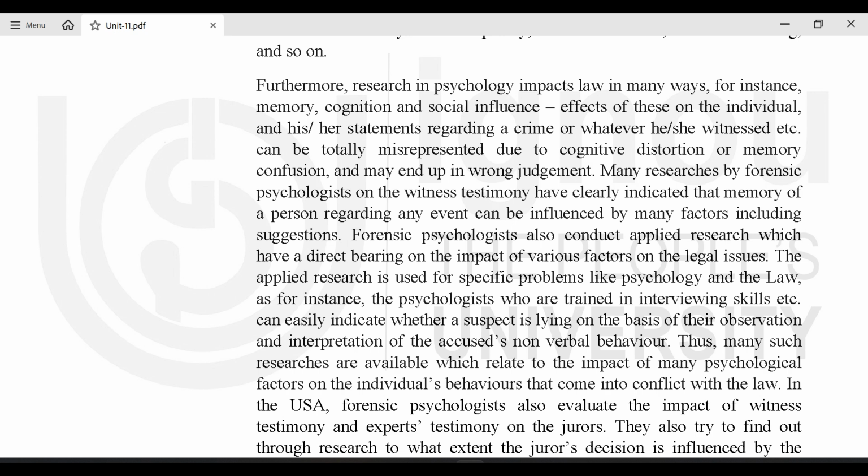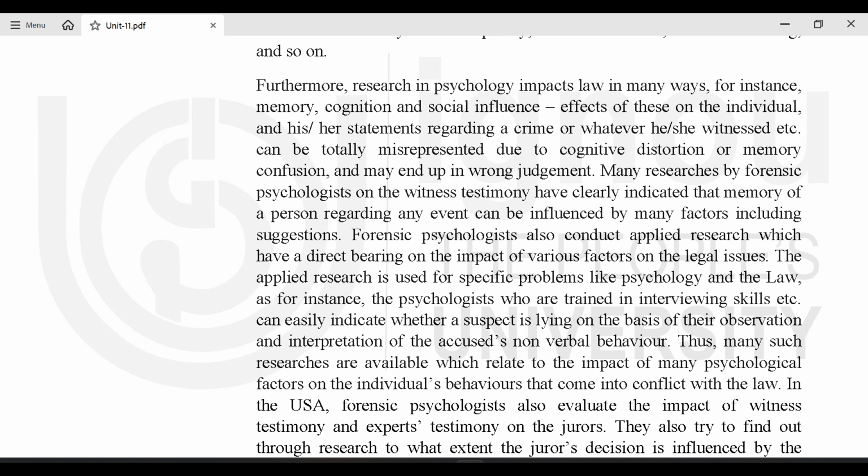Forensic psychologists also conduct applied research which have a direct bearing on the impact of various factors on the legal issues. The applied research is used for specific problems like psychology and the law, as for instance, the psychologists who are trained in interviewing skills etc. can easily indicate whether a suspect is lying on the basis of their observation and interpretation of the accused's non-verbal behavior. Thus, many such researches are available which relate to the impact of many psychological factors on the individual's behaviors that come into conflict with the law.